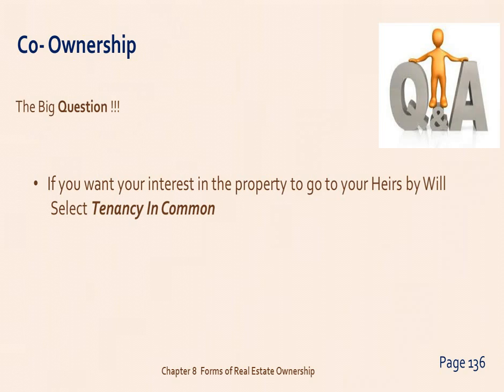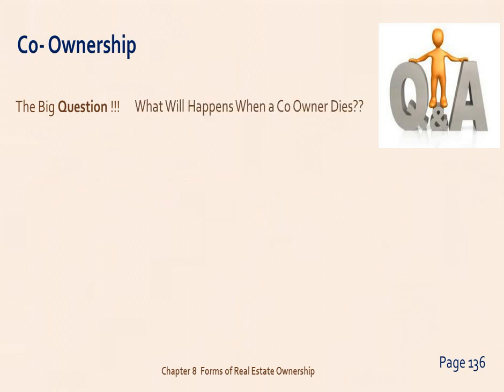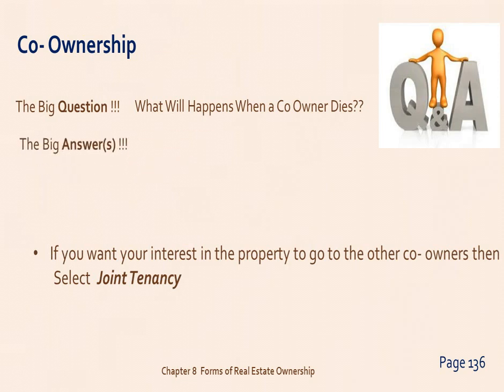As I said, if we agree that we want our share of the property to go to our heirs, let's say by will or by statute of descent, then we become tenants in common. If you want the interest in the property to go to the remaining co-owners, then we select joint tenancy. If we decide that upon our death we want the survivors of our co-ownership to get the property, we would be joint tenants.